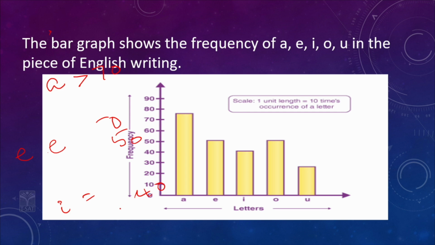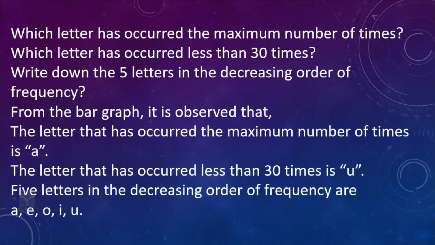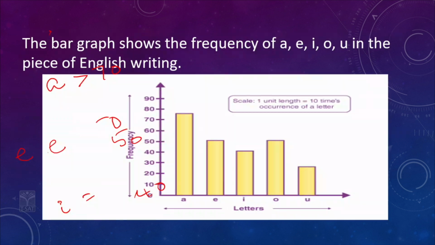So the question given here is: which letter occurred the maximum number of times? It is very clear. Which has the maximum here? Observe it. A has more than 70, correct? And the remaining are lower, so A occurs the maximum number of times. Okay.